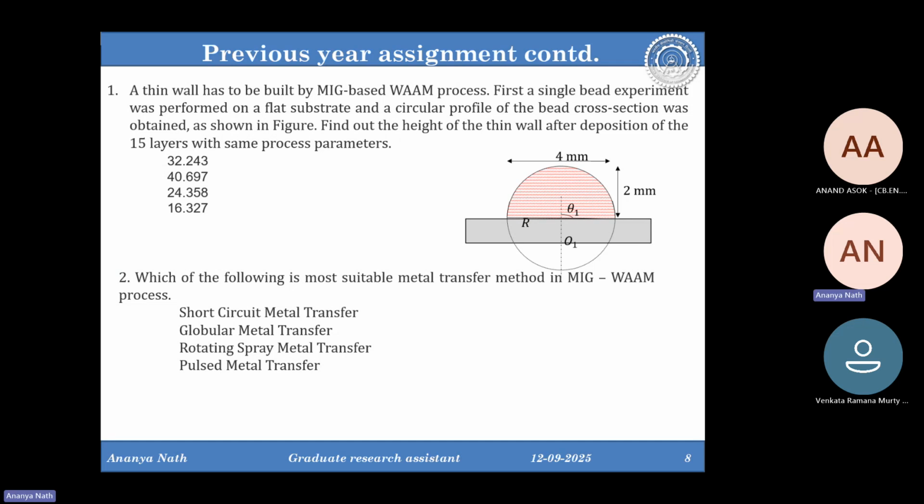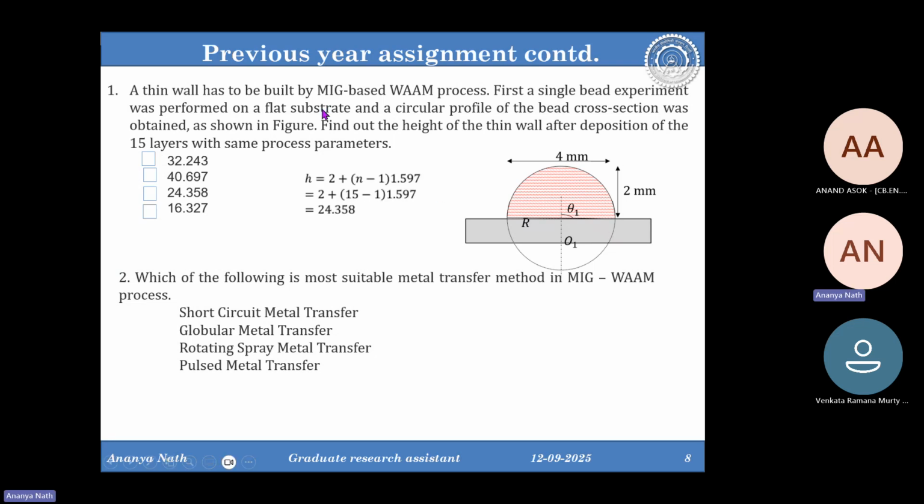So now comes this popular sum. A thin wall has to be built in a MIG-based process. First, a single bead experiment was performed on a flat surface. A circular profile of the bead was obtained. Find the height of the thin wall after deposition of 15 layers.